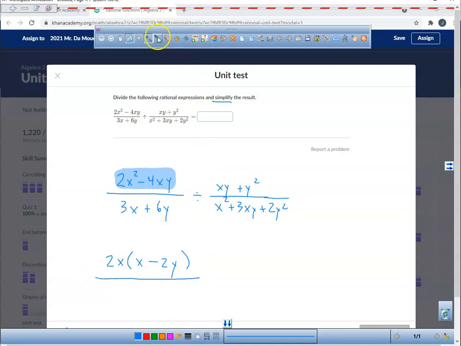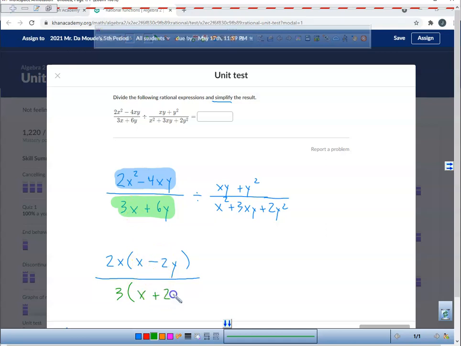There we go. Now I'm going to highlight the denominator, which is right here. There's the denominator. Now, what's the greatest number that can go into a 3 and a 6? 3. That's right. And then this right here, it looks like this is just going to be an x plus 2y. Now, these don't cancel out because they're not the same. Okay, so don't get too trigger happy now.